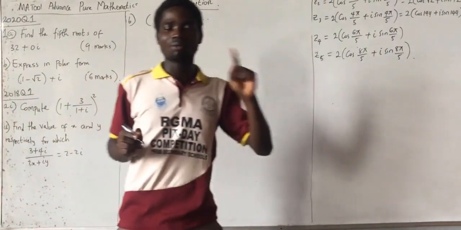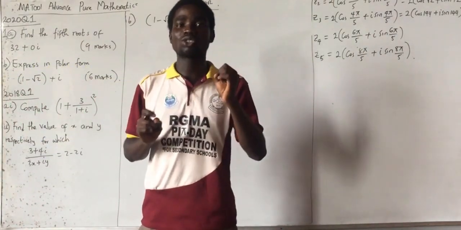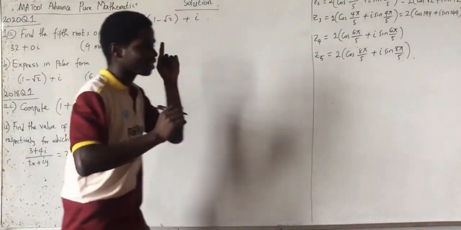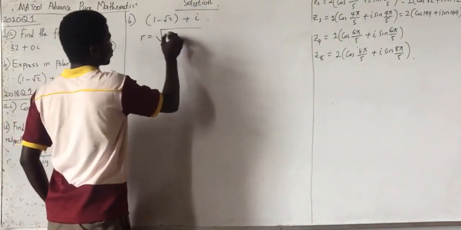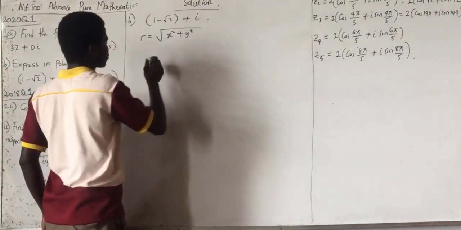I told you, whenever you want to convert to polar form or even exponential form, we only need r and theta. And what is r? r is equal to square root of x squared plus y squared. And what is theta?